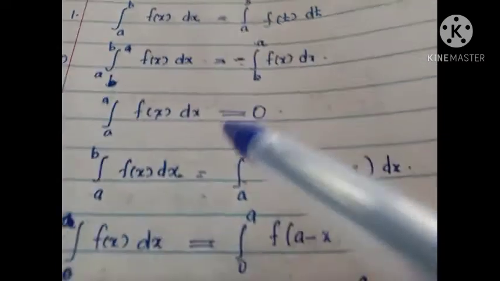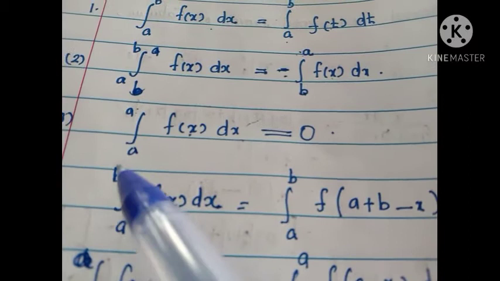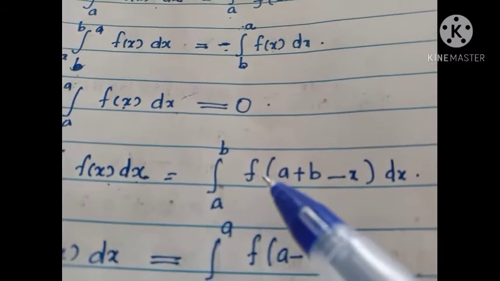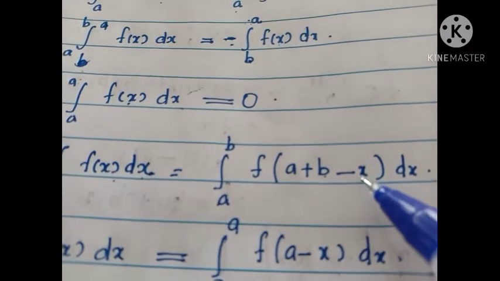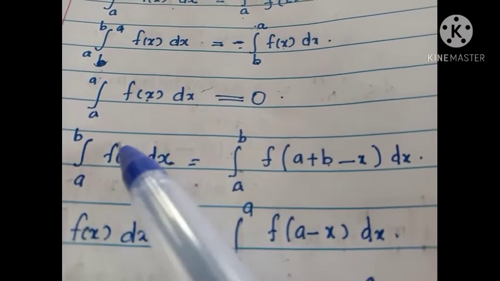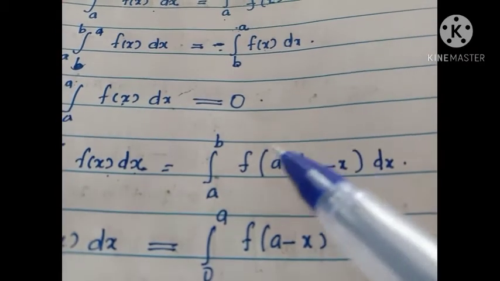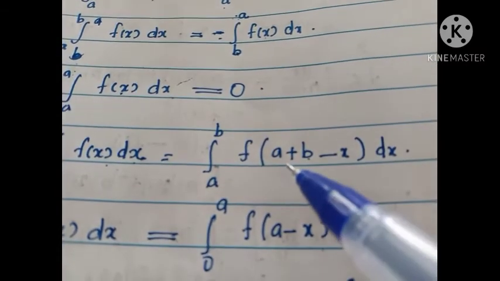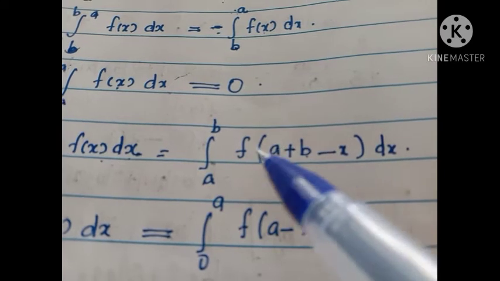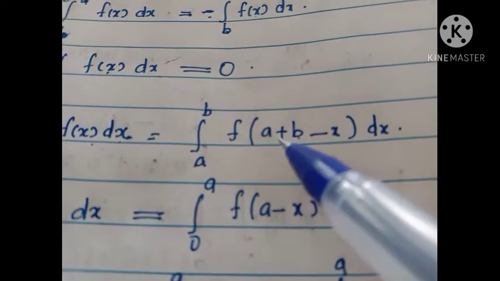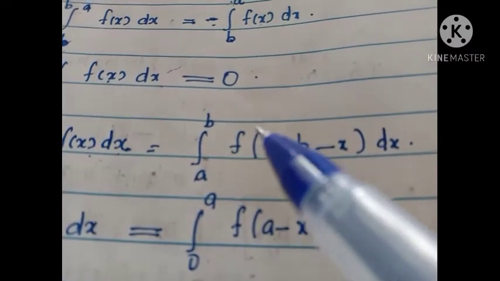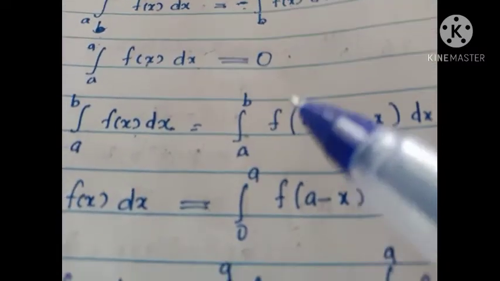It is the third property. Now the fourth one: integral from a to b f of x dx is equal to integral from a to b f of a plus b minus x dx. In this integral we can alter the integrand to the sum of the limits minus x. If we alter this f of x to f of a plus b minus x, then there is no change in the resulting integral value.